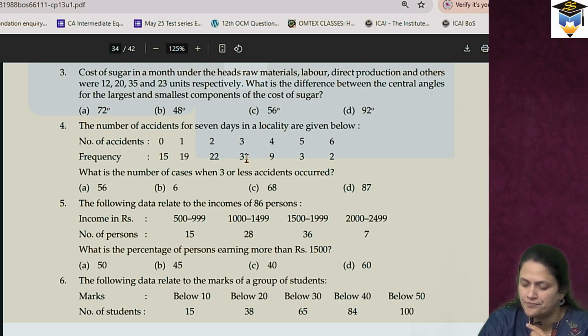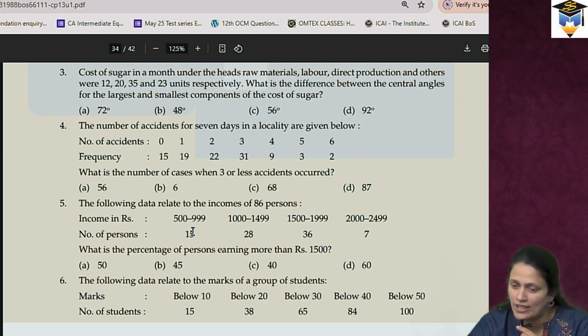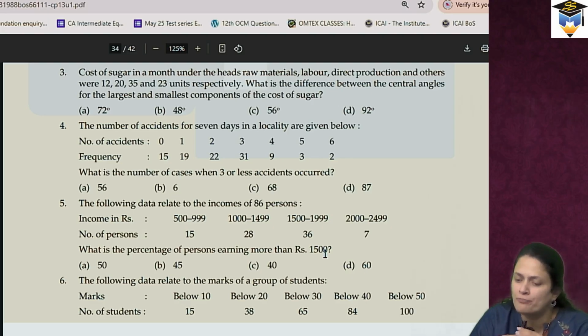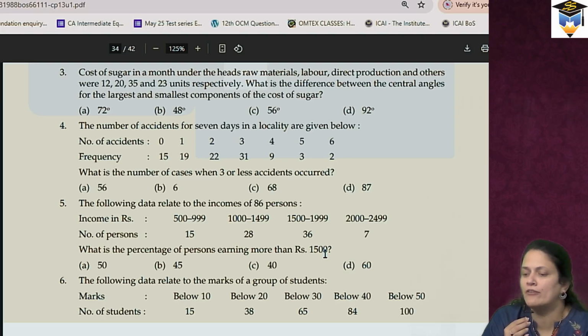Next, fifth one. The following data relates to incomes of 86 persons. So they have given a group frequency table. Is it continuous or non-continuous? Do you need to convert it to continuous? Is it required here? What is the percentage of persons earning more than 1,500?